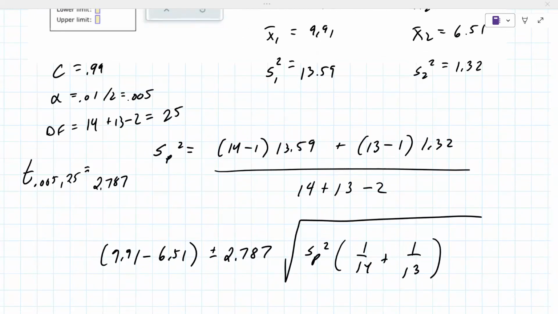All right, so 14, 13.59, 13 minus 1, 1.32, and there 14 plus 13 minus 2. All right, so if you do this calculation, you get about 7.7004, and then I'll use it in the next calculation.